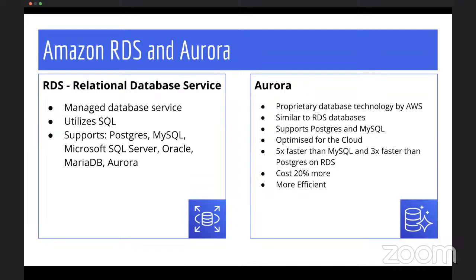And then because of that, call it the AWS magic, it is faster than MySQL. It is 5 times faster than MySQL and 3 times faster than Postgres on RDS. So comparing RDS on relational database, Aurora is faster. Of course, it costs more because it's more efficient. So this is like the first two. It talks about relational database. So let's get to the next one.